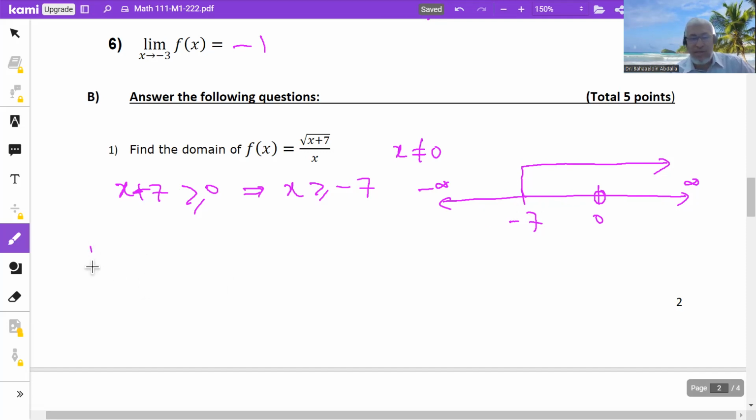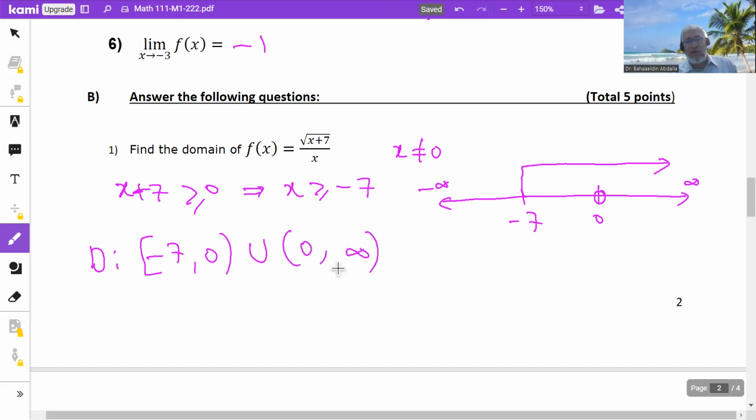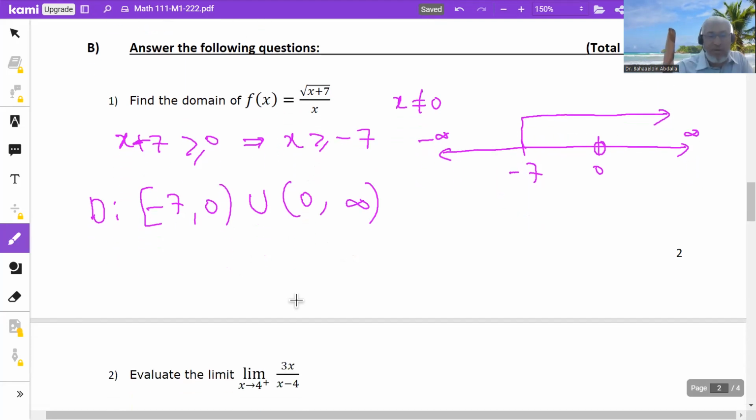So you can write the domain from -7 closed, because x could be -7, no problem. If x is -7, this would be defined. This would be square root of 0, which is 0. 0 has to be excluded. So I put an open bracket, union from 0 to infinity. Or you can write from -7 to infinity minus the number 0.